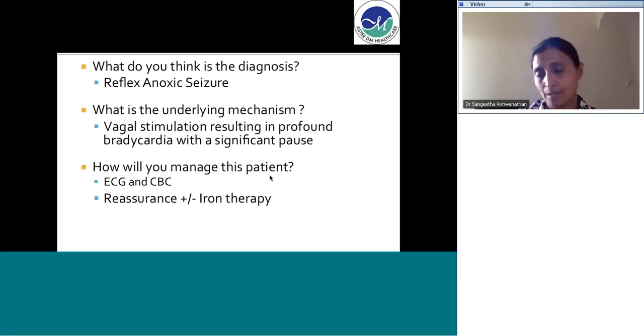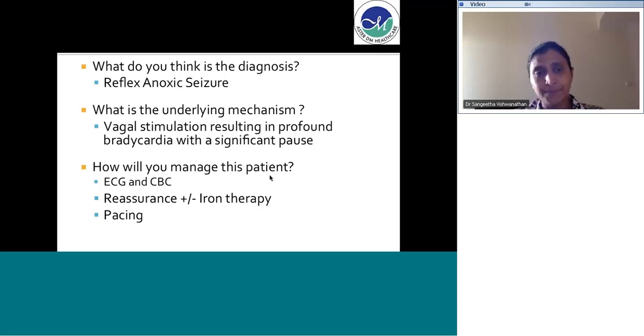So an ECG is the basic investigation you would carry out just to rule out any significant abnormalities. Sometimes it has been noted that these patients respond to iron therapy. So a CBC to look at the hemoglobin is useful, and perhaps 3 months of iron therapy has been shown to have some beneficial effect in some of these patients. Okay, so this is something that you see mainly in the younger age group. Pacing, like I mentioned, is only rarely required.